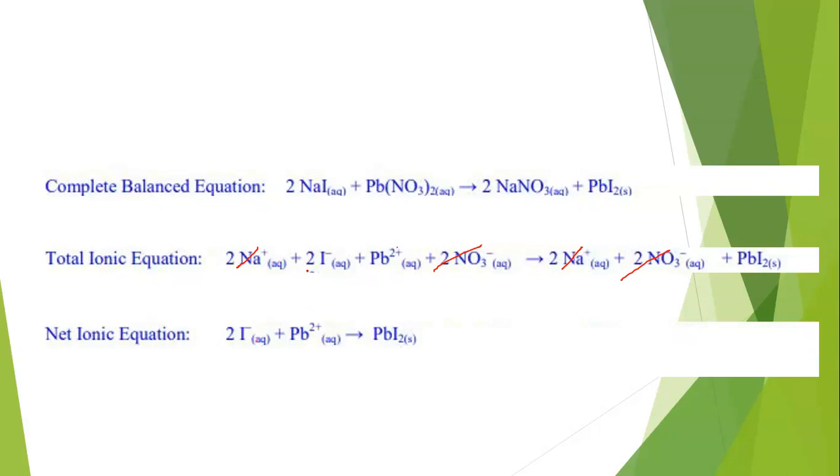Okay. Notice how we're not dropping any. We still have two iodide. We have one lead ion, and it produces lead 2 iodide in a solid form.